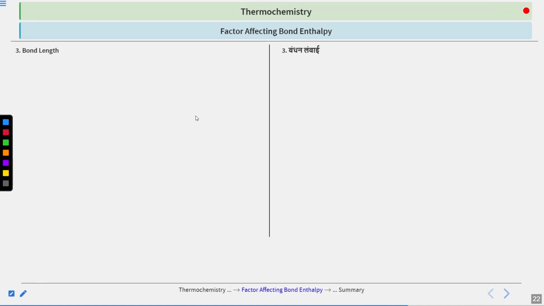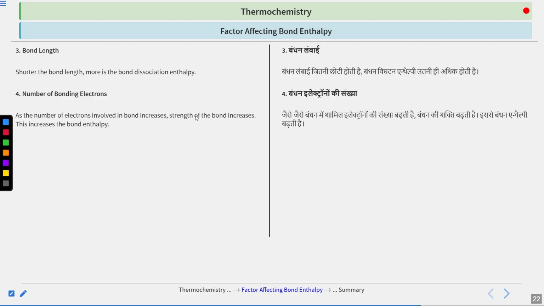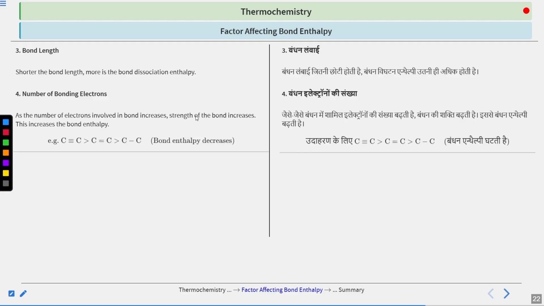Now next we have bond length. What is bond length? It is basically the bond distance between the two nuclei. Then the number of bonding electrons: the electrons that are present in the bonds determine the number of bonding orbitals. Clear? Then this is the order: carbon triple bond carbon, carbon double bond carbon, then carbon single bond carbon. So you can see that as the bond length is decreasing, the bond enthalpy is increasing, right? Okay, moving on further.